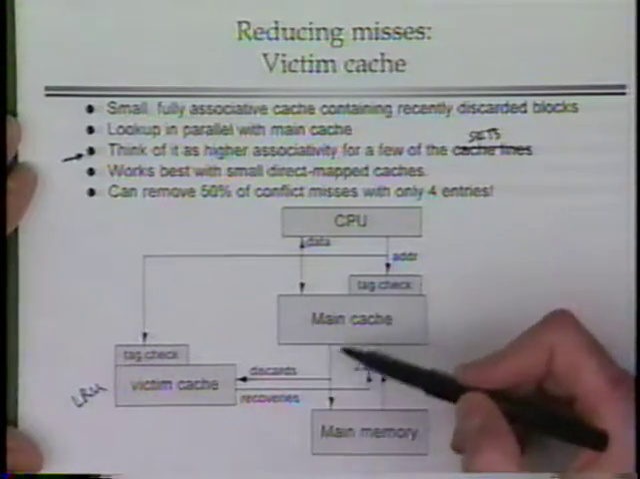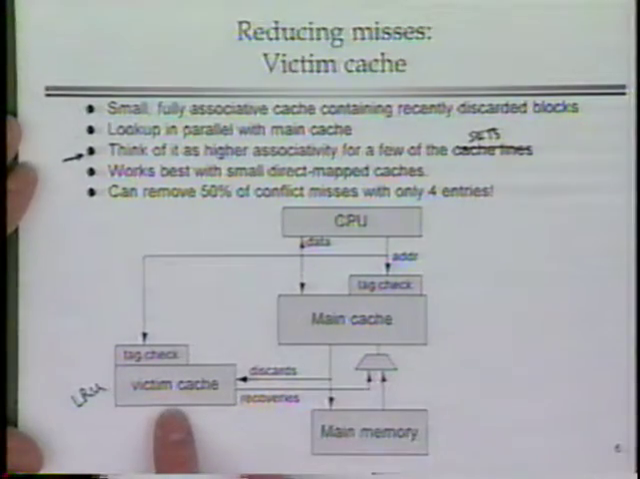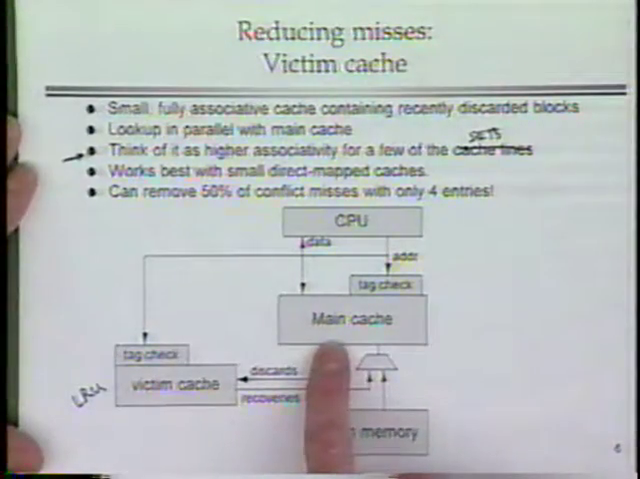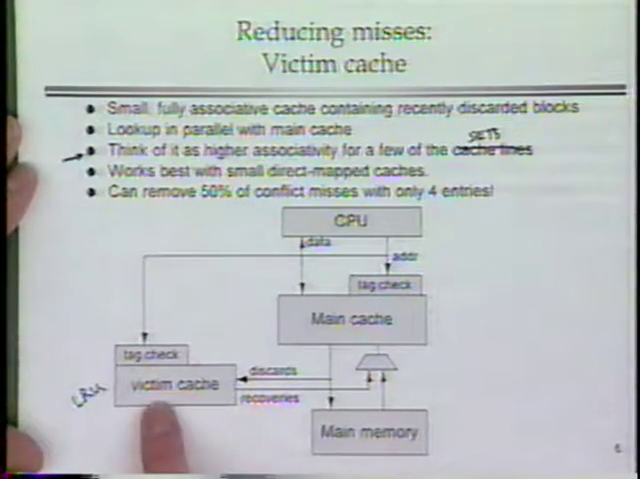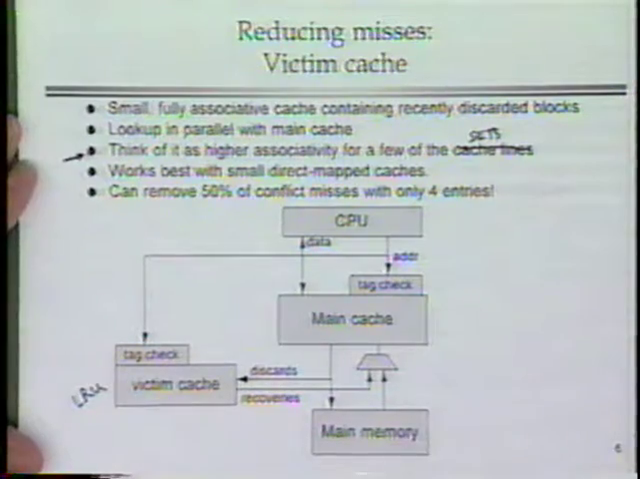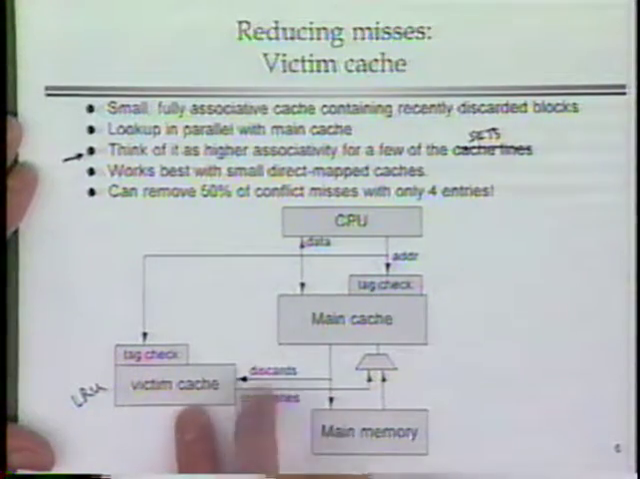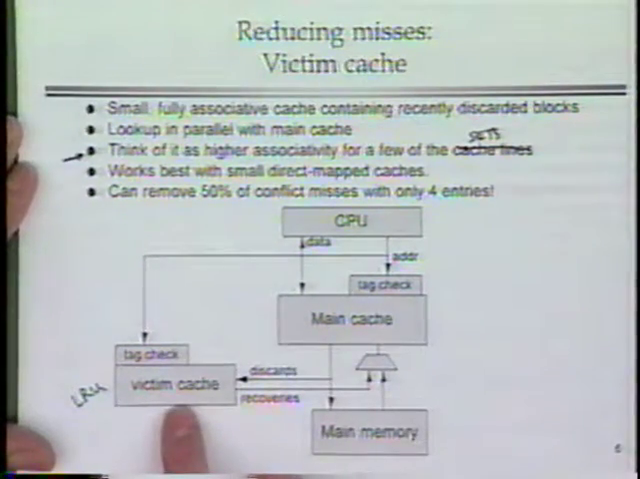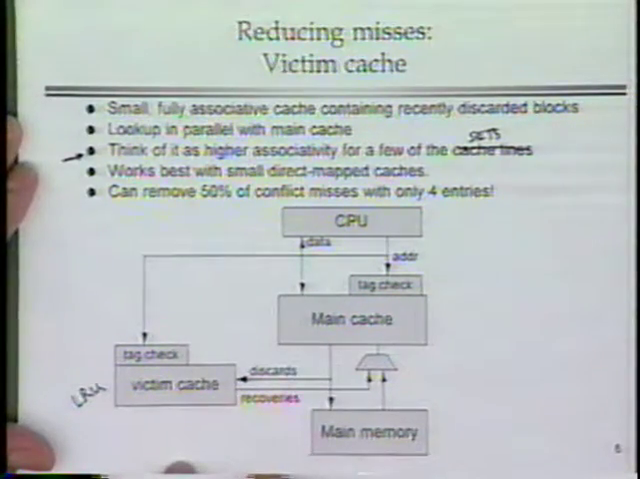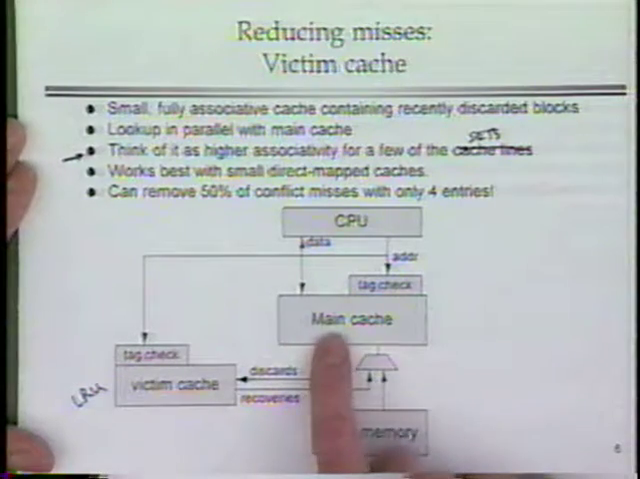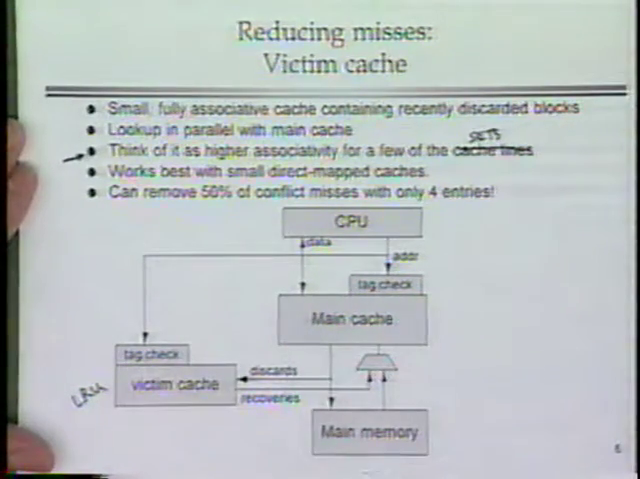So basically, when you discard something from the main cache, you store it in the victim cache. If you look up something in the main cache and it isn't there, before going to main memory, or maybe even while going to main memory, you check the victim cache to see if it's there. And if it is, then you swap them. You put the thing that you found in the victim cache in the main cache, so you'll find it instantly the next time. And you are then discarding something from the main cache, and you instead put it in the victim cache.